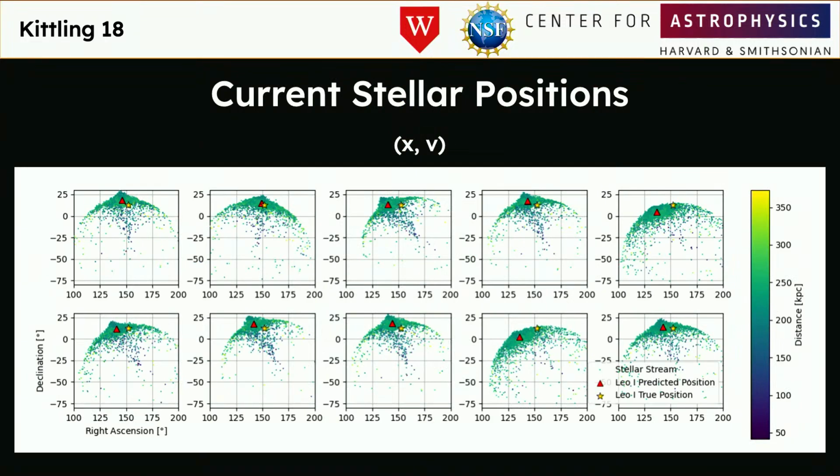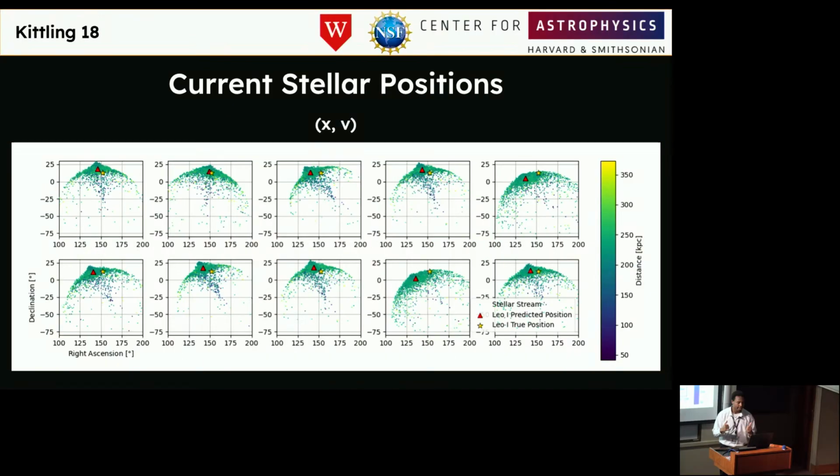So this is the plot of stellar positions as they will be today, as predicted by simulations. You can see that it has basically this cool butterfly effect. This color bar shows the distance, and you can see that most of the stars today fall at the same distance Leo 1 is today. In addition, we can see that the predicted position of Leo 1 is pretty close to the actual position of Leo 1 today. So all this is pretty promising.